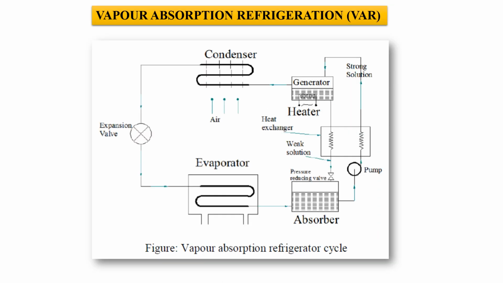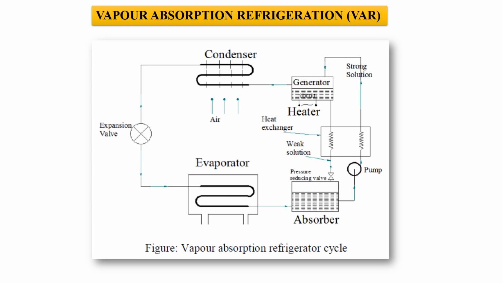What about vapor absorption? In vapor absorption, there is an absorbent and a refrigerant. The absorbent is water and the refrigerant is ammonia, or it may be lithium bromide. Very simple. In the absorber, the ammonia and water mix together and form a strong solution. That strong solution is pumped to the generator through the heat exchanger.